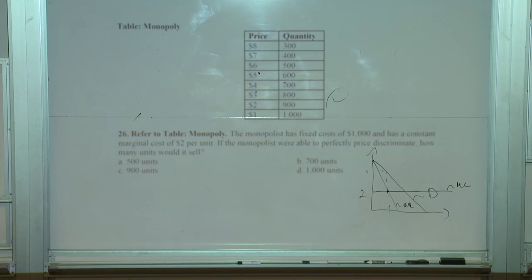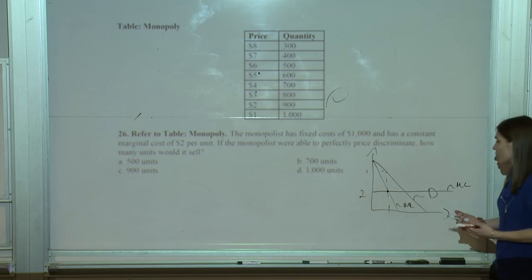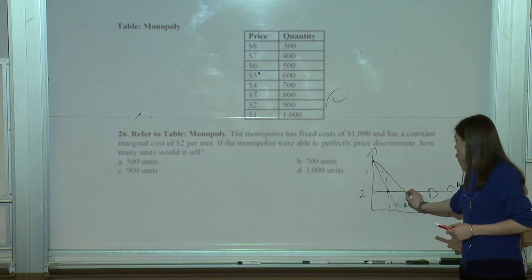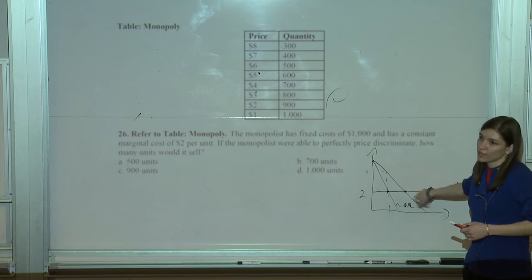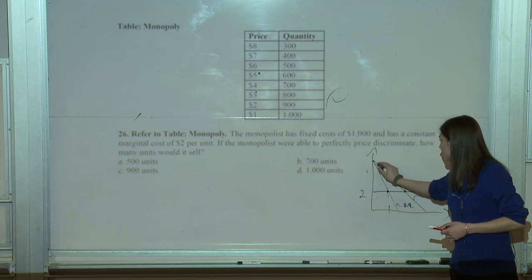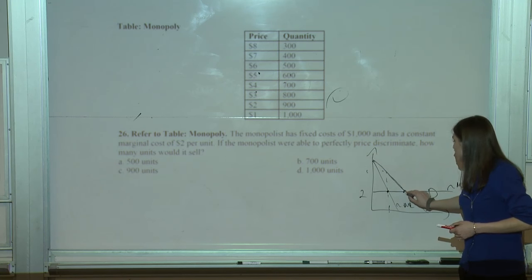Okay, they could perfectly price discriminate, which means that they're going to charge everybody exactly their willingness to pay up until what point? When are they going to stop charging? Well, when they're going to stop selling? At this point, right? Because after that, it's not going to be worth it. So they're going to charge everybody their willingness to pay. But at this point, they're going to stop. And that means they're going to sell quantity of what?